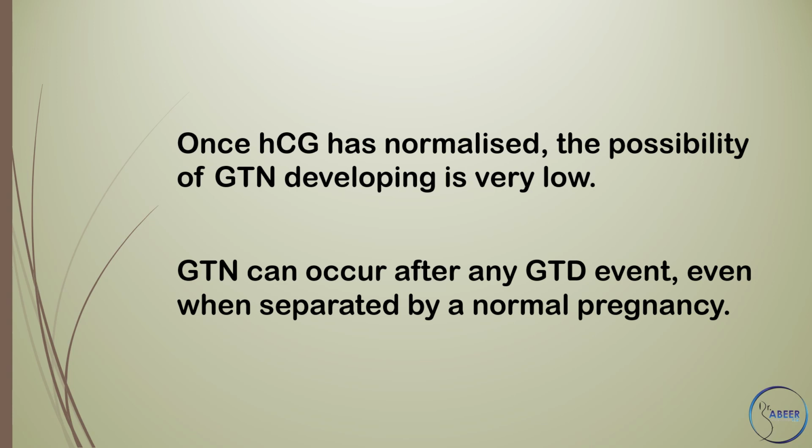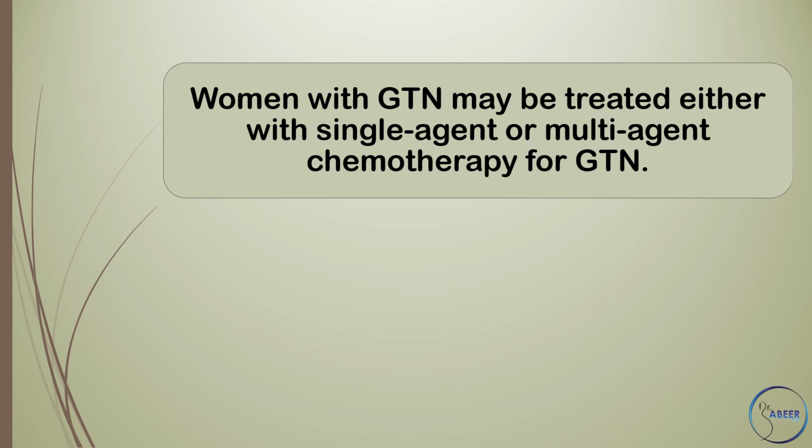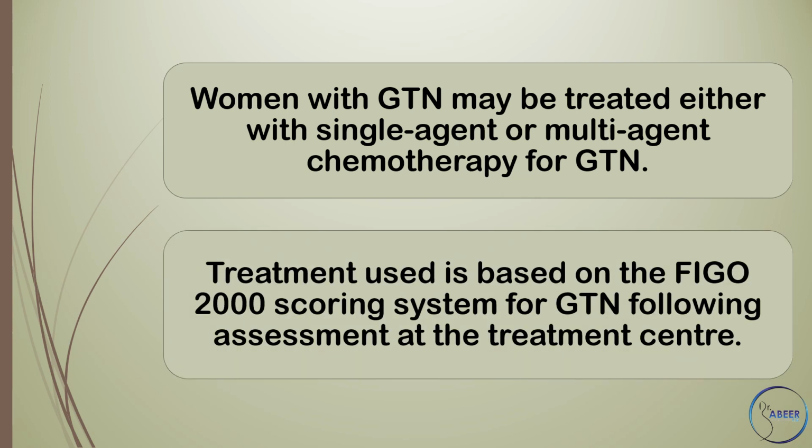Gestational trophoblastic neoplasia can occur after any gestational trophoblastic disease event, even when separated by a normal pregnancy. What is the optimum treatment for gestational trophoblastic neoplasia? Women with gestational trophoblastic neoplasia may be treated with either single-agent or multi-agent chemotherapy. Treatment use is based on the FIGO 2000 scoring system following assessment at the treatment center.